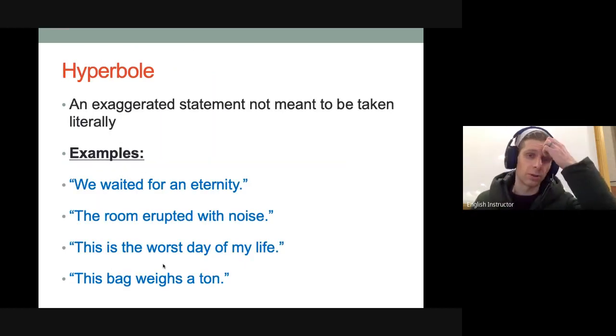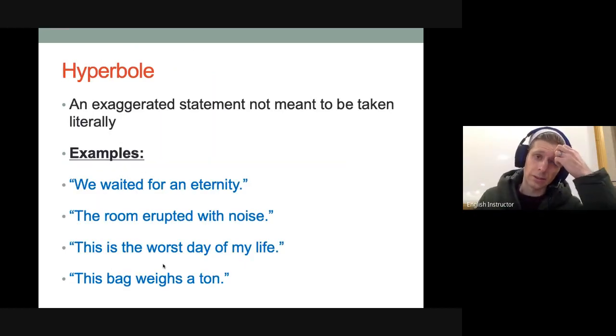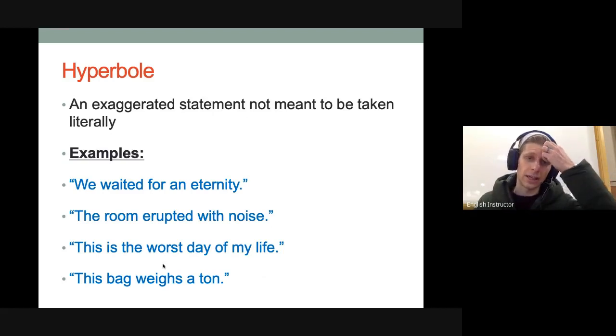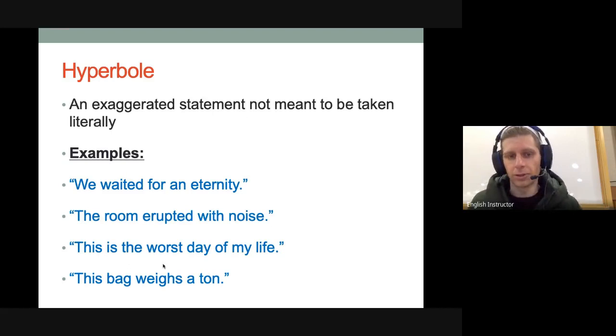So let's move on. One of the ones we talked about earlier that counts as a literary device is hyperbole. And hyperbole is an exaggerated statement that is not meant to be taken literally. So things like, we've waited for an eternity. The room erupted with noise. Oh, this is the worst day of my life. And, oh, this bag weighs a ton. Right? So all these things are super exaggerations.